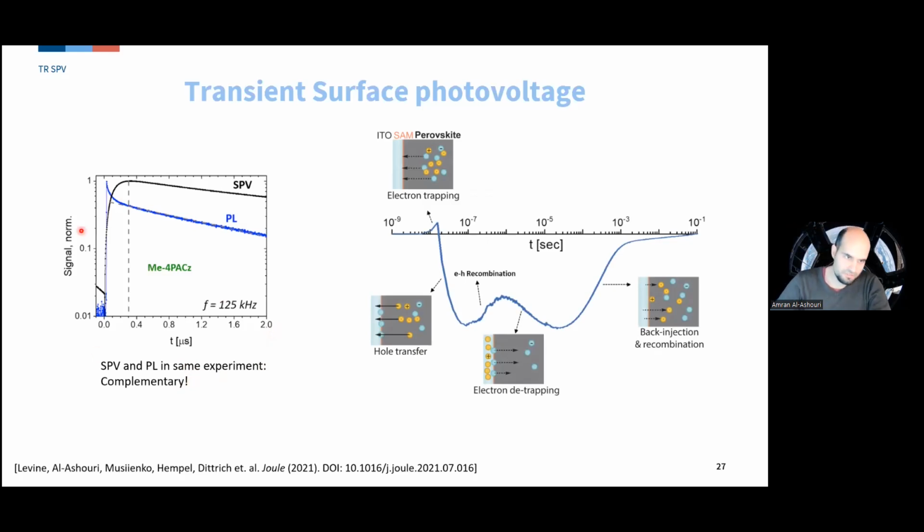This was a simple system, right? With MeO-4PACz or 2PACz. Using a more complex SAM, you get transients like these, but we were able to find out by rate equations what these processes are corresponding to. There can be electron trapping, extraction, bimolecular recombination, detrapping again, and then the back injection. The whole story in one transient.